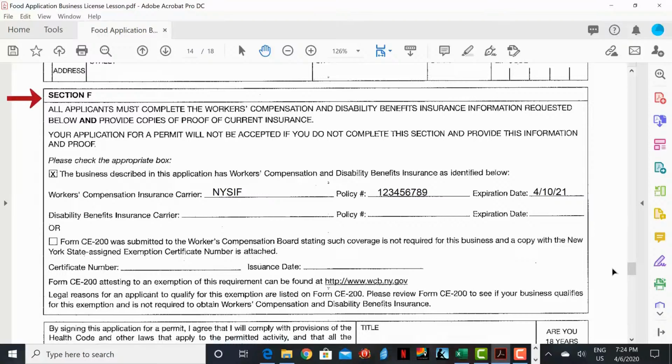Section F is where you will fill out the information for your workers' compensation insurance. Here you will have to choose the appropriate box as it applies to your current situation. For this example, we will choose the first box. Your carrier will be New York State Insurance Fund, or NYSIF. The policy number is 123456789. And the expiration date is 4/1/21.